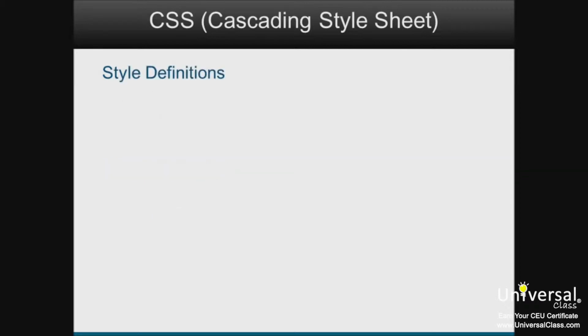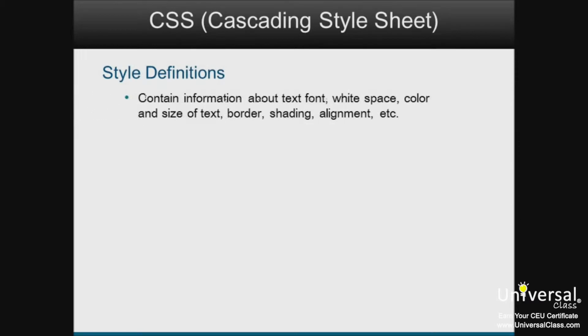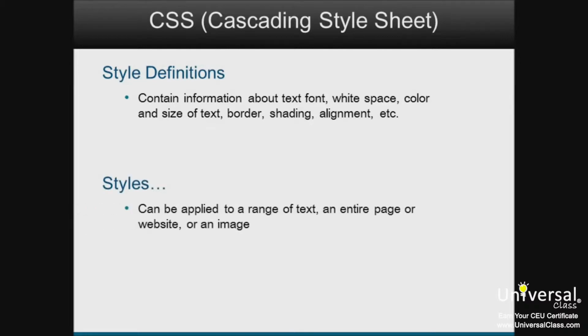Style definitions contain information about the text font, white space surrounding the text, the color and size of the text, and other attributes such as border, shading, alignment, and so forth. You can apply a style to a range of text, an entire page, an entire website, or an image. A style can be defined by class or ID attributes inside the tags.